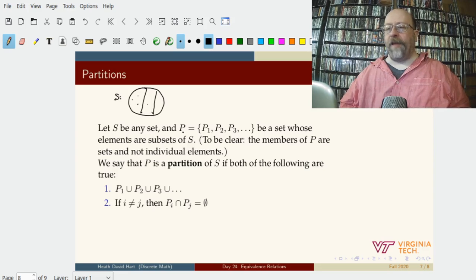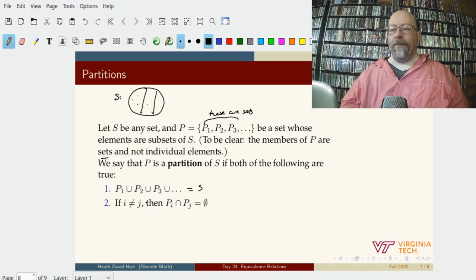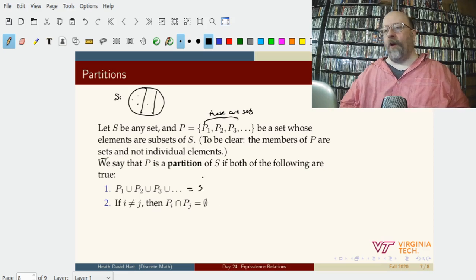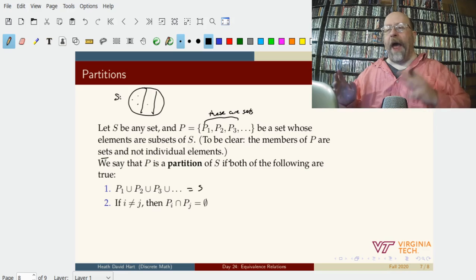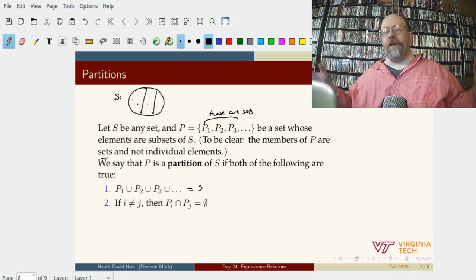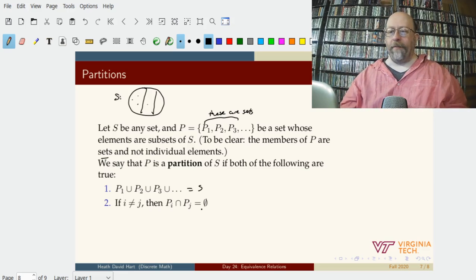So let S be any set and P be a set whose elements are subsets of S. Okay? So this is a little tricky. These are our sets. The members of P are sets and not individual elements. But we say that P is a partition of S if their union is equal to S. I left off the equal to S at the end. And if I and J are different, then their intersection is empty. That's what we're getting here. So for a partition of S, when we take the partition sets together, collectively they equal S, but individually their intersections are all empty. So they don't overlap each other.